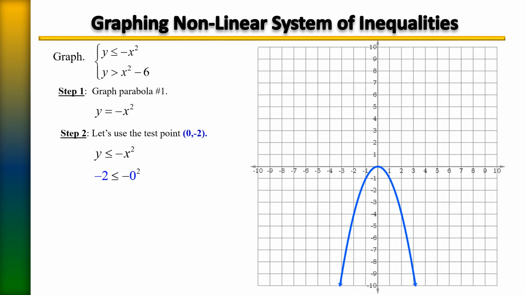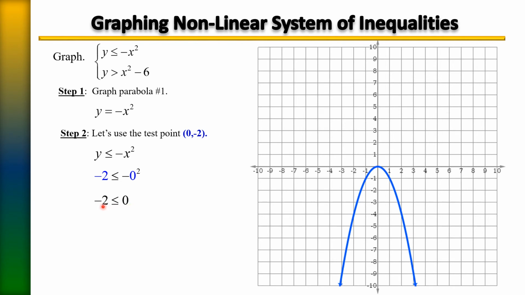And it doesn't matter whether you square 0 or not, or whether 0 is negative or positive. It's just simply 0. So let's read the statement. -2 is less than or equal to 0.